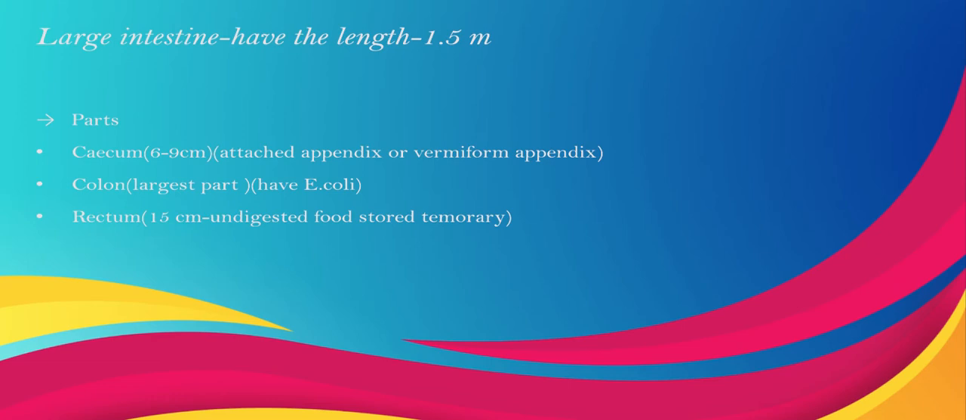Second is the colon, which is the largest part of the large intestine, and it has E. coli, which mainly does the function of the secretion of vitamin B and vitamin K. Third one is the rectum. It is 15 centimeters, and undigested food is stored here temporarily.